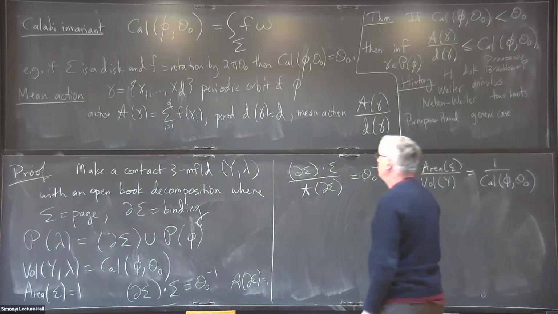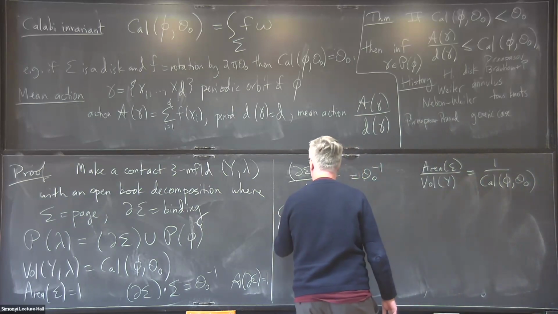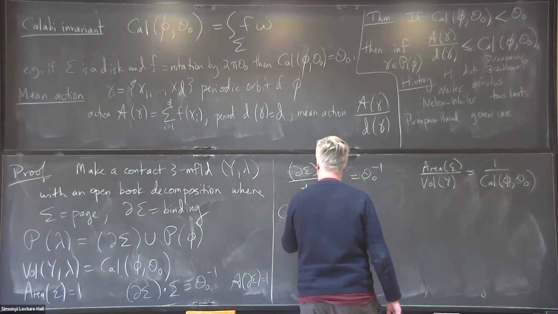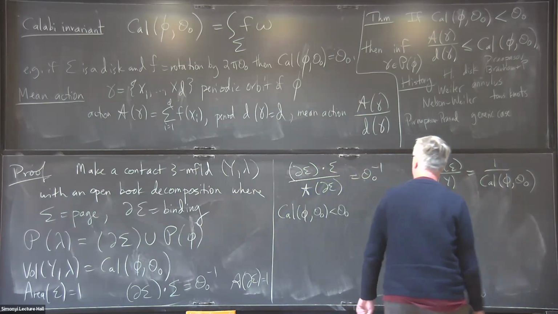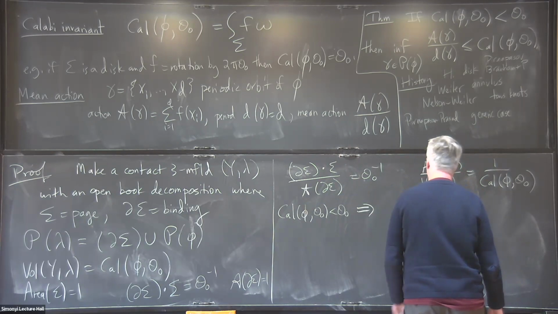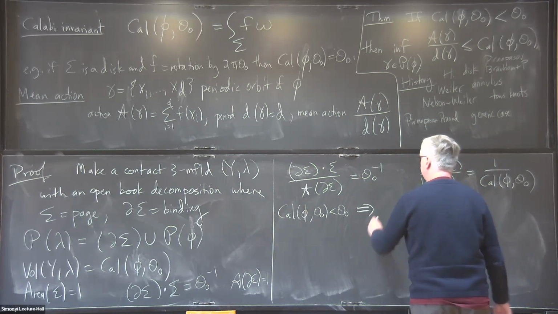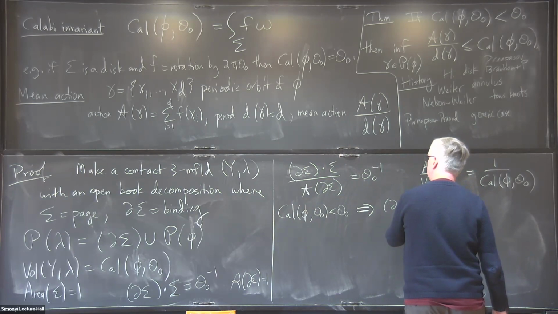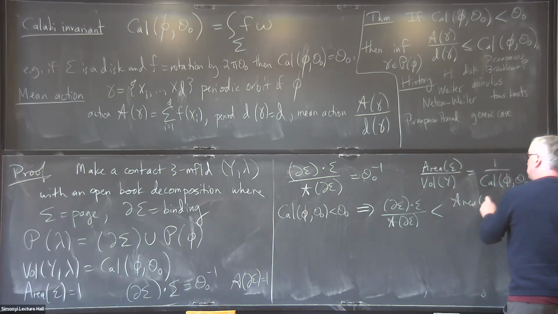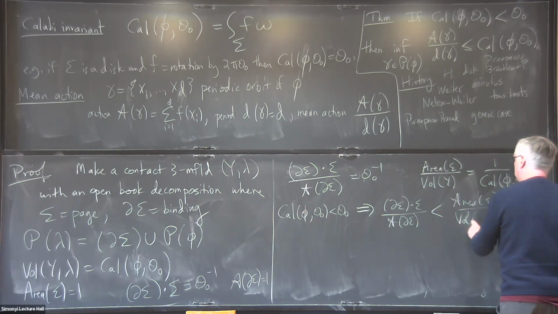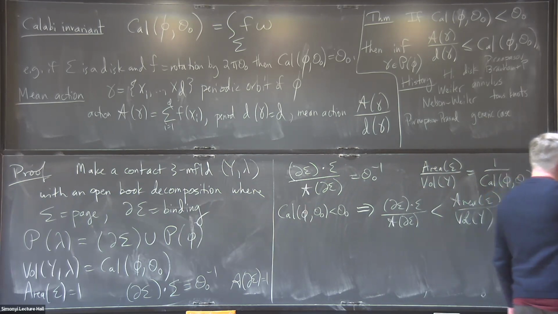So the hypothesis that the Calabi invariant is less than theta 0 implies that this thing is less than this thing. So if gamma is the boundary of sigma, it doesn't fulfill this inequality.